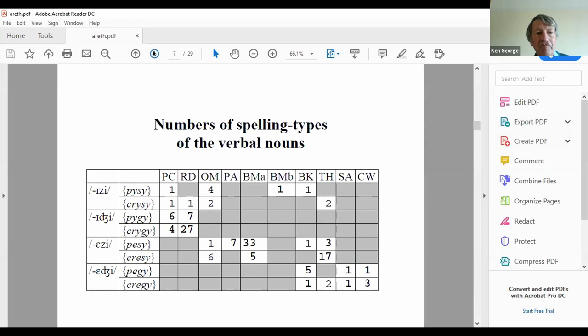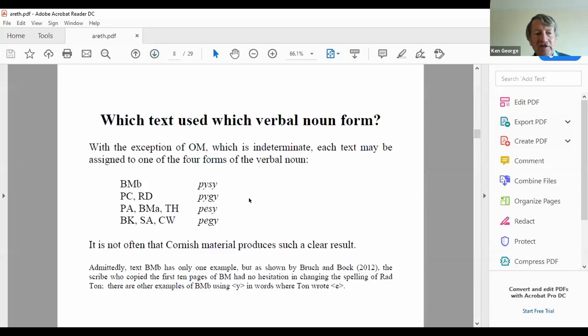And so on. So if we see which texts favour which forms, we find Pizzy in the rewritten part of Bulens Mariasic, Pidgey in Passio Christi Resurrectio Domini, and so on. And it's quite remarkable. It's not often that Cornish material produces such a clear result as this.